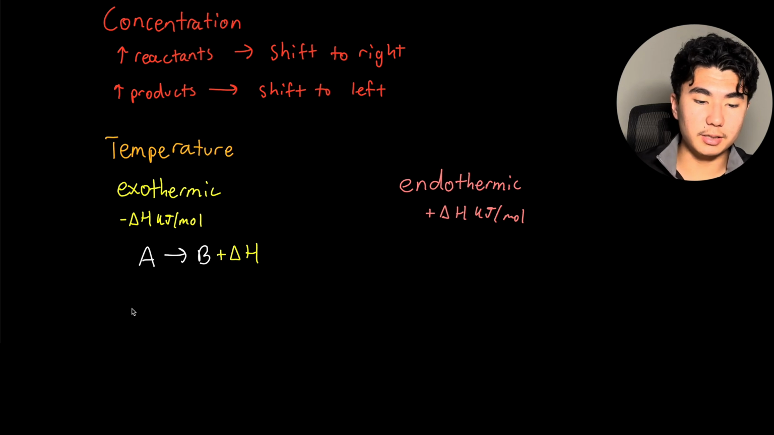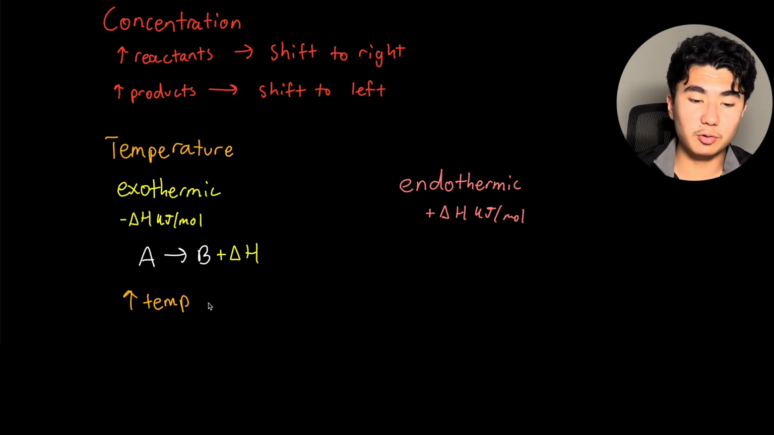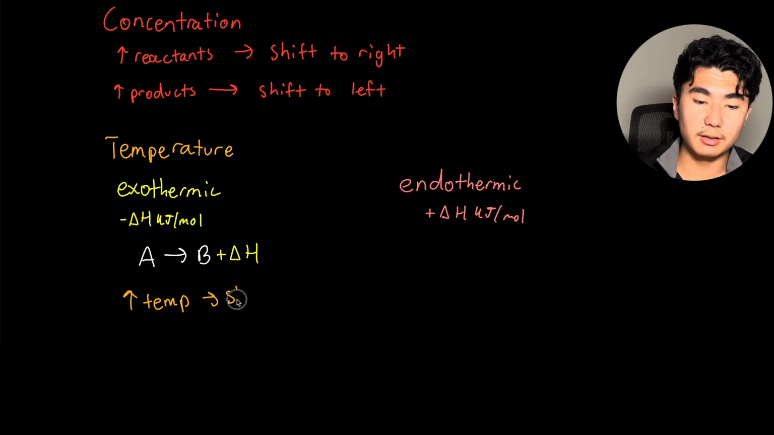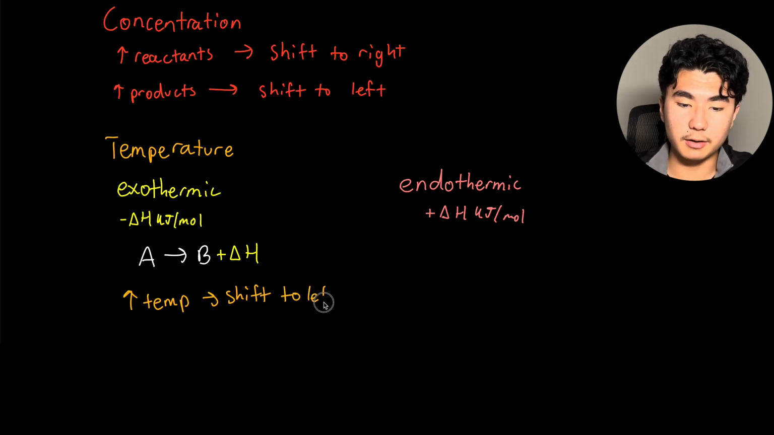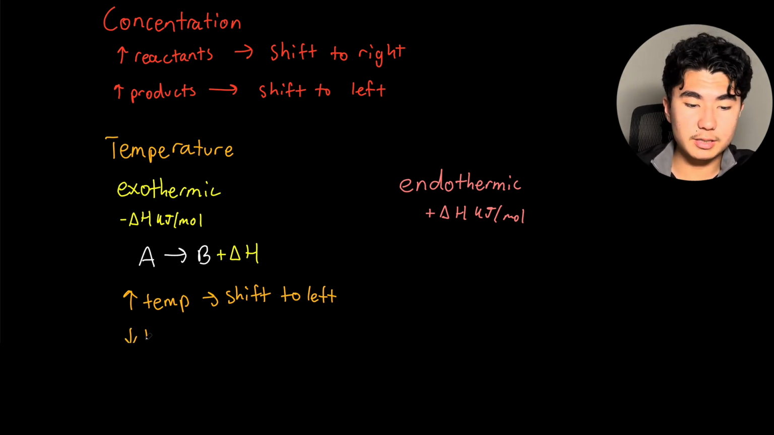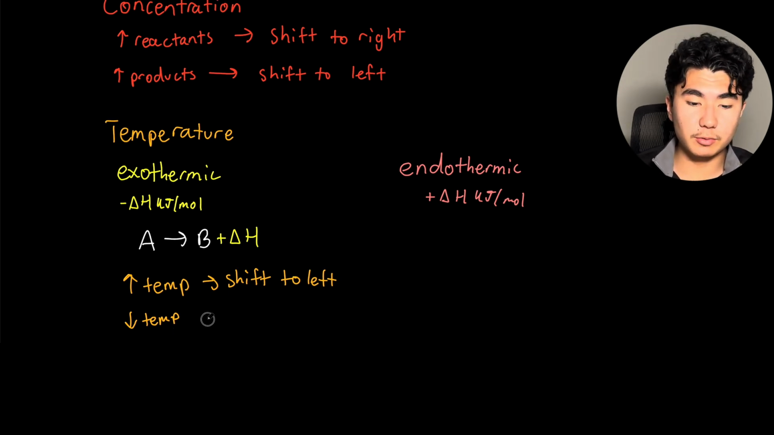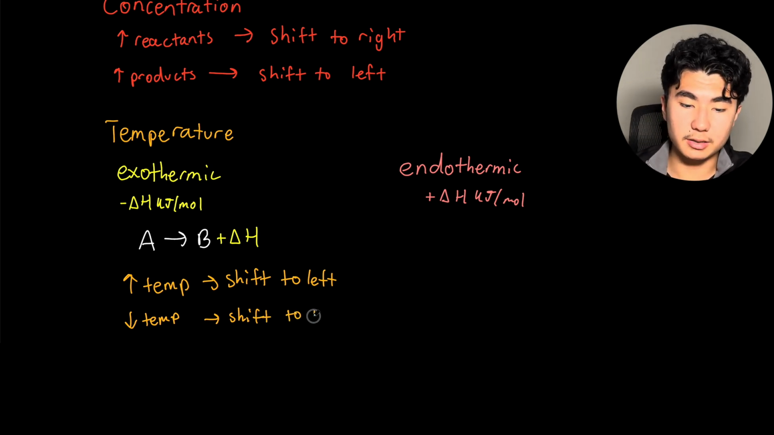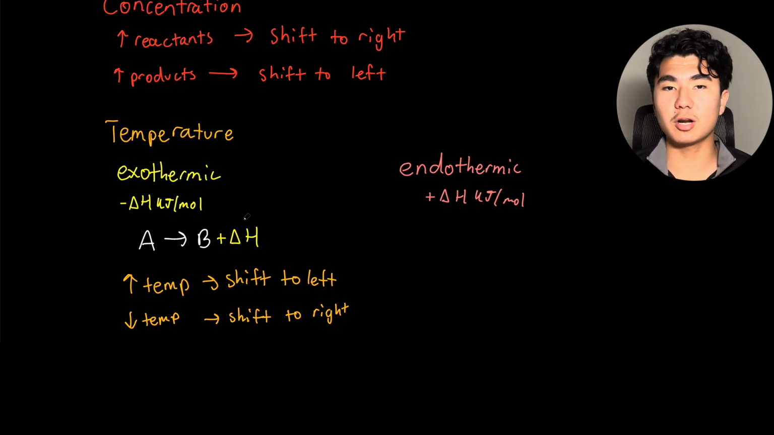And if we increase temp, I'll just put temp to say temperature, then we're putting more weight on the product side. So we need to increase our reactants, and that's why it shifts to the left. And same thing for the opposite. If we decrease temperature, then we're shifting to the right. This is because we have less products now. There's a little bit more weight over here, so we need to shift to the right to counterbalance that.